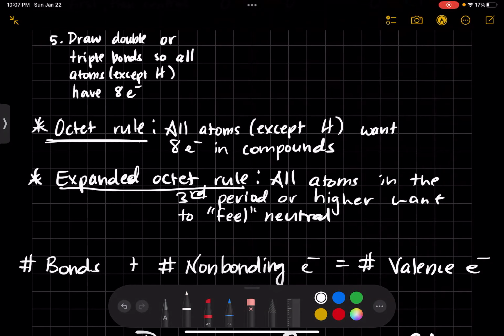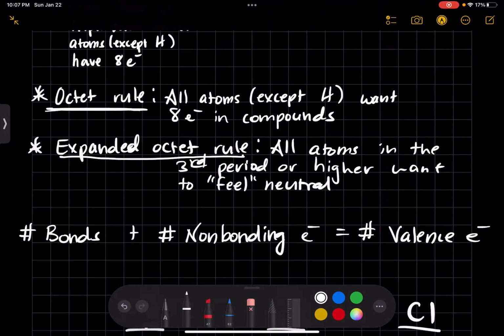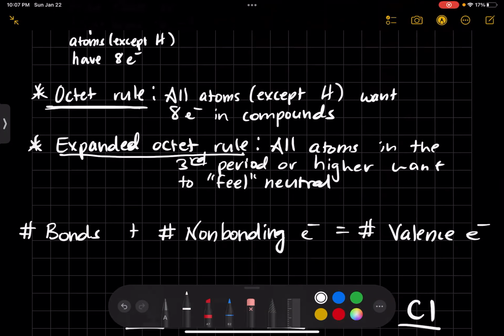So now there's an expanded octet rule that says that all atoms in the 3rd period or higher want to "feel" neutral. And I put feel in quotes because what atoms really feel, right? They're not feelings. How can an atom feel neutral? Well, it can feel neutral if it quote unquote feels like it has just as many electrons as it does in its neutral state. So it wants to feel as though it hasn't lost any of its valence electrons.